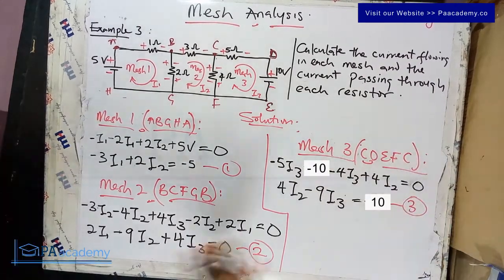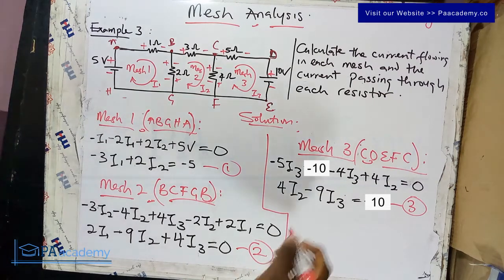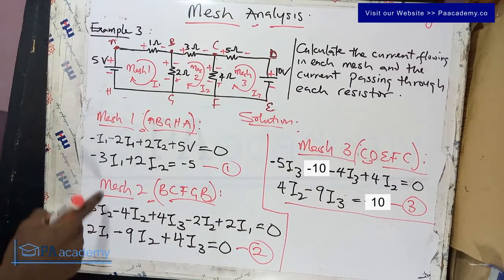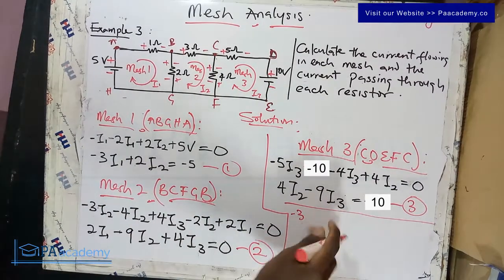So now that we have these 3 equations, what we are going to do next is solve equation 1, equation 2, and equation 3 simultaneously. What it simply means is this: if you are to solve them simultaneously, let me write it out for you. So we are going to have minus 3.